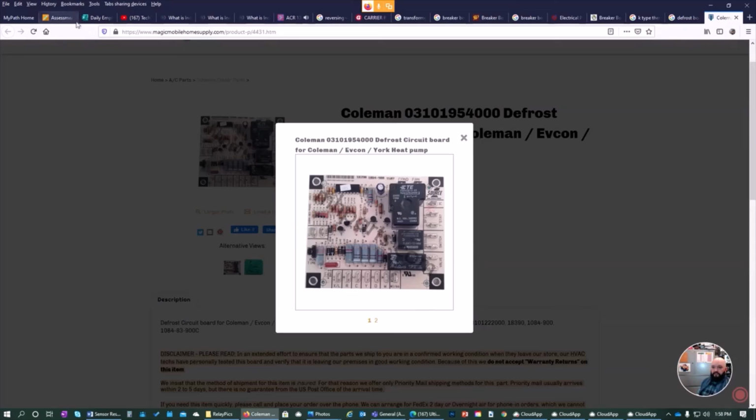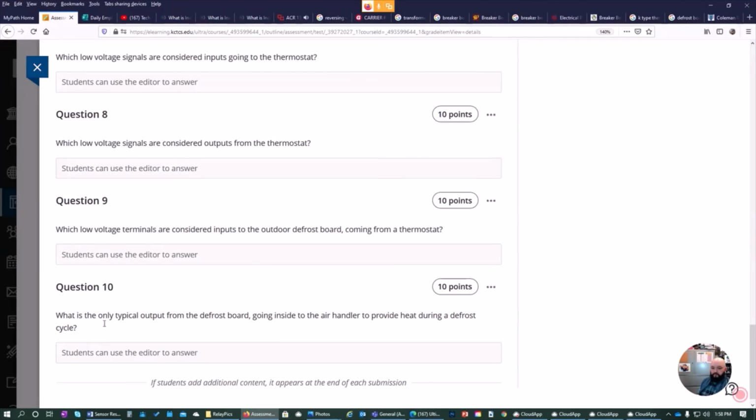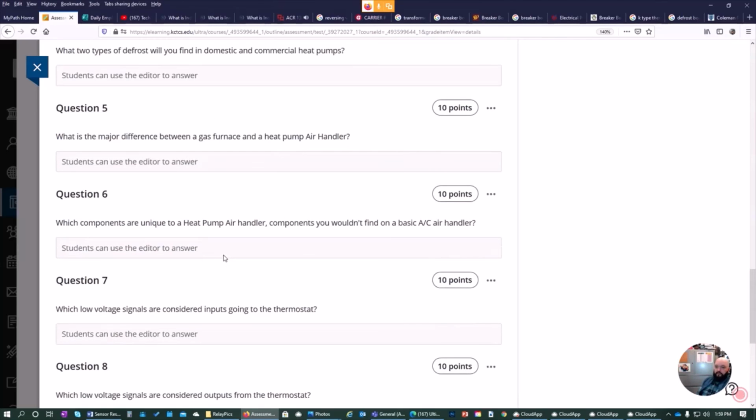So, back to that original question. What is the only typical output, because not all of them have alarm light XL. What is the only typical output from a defrost board going inside to the air handler to provide heat during a defrost? That would be the W1/66 terminal to bring on the strip heaters on the indoor.